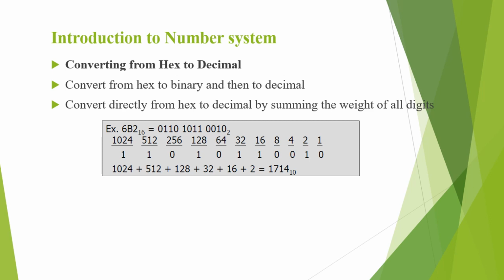So take an example, 6B2 is the hexa number. First we'll write the binary equivalent of 6B2. So 6 is represented in binary as 0110, B is represented as 1011, 2 is represented as 0010. So the binary equivalent is 0110, 1011, 0010. This binary equivalent is written down here.